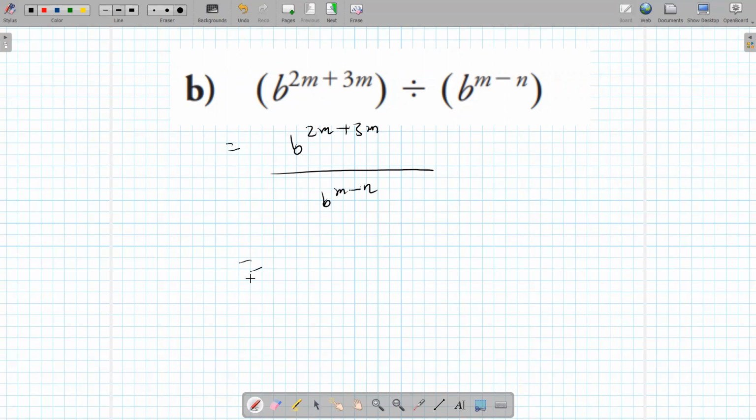No? Do you just subtract? Yeah, you just subtract. You can either subtract top to bottom or bottom to top. I'm just gonna move this guy upstairs. So it's gonna become 2m plus 3m minus m minus n.